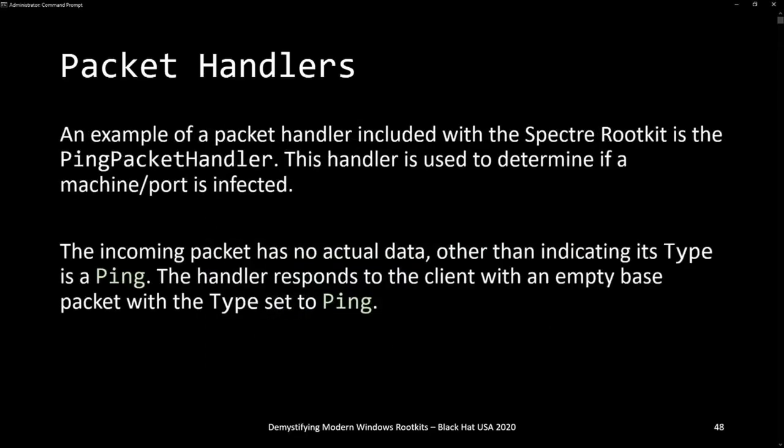So an example of a packet handler included with the Spectre rootkit is the ping packet handler. Now this handler is used specifically to determine if a machine or port is infected. The incoming packet has no actual data other than indicating that its type is a ping, and the handler responds to the client or the C2 with just another empty base packet with its type set to ping.